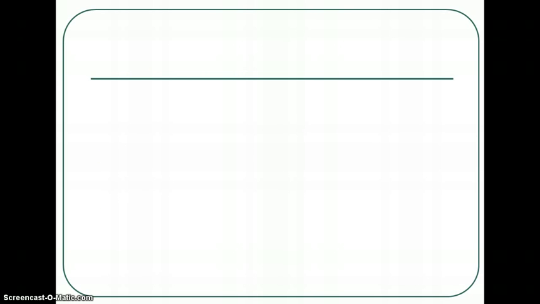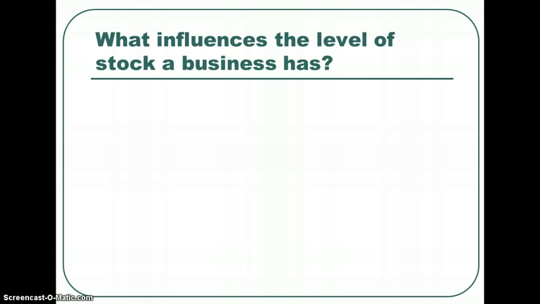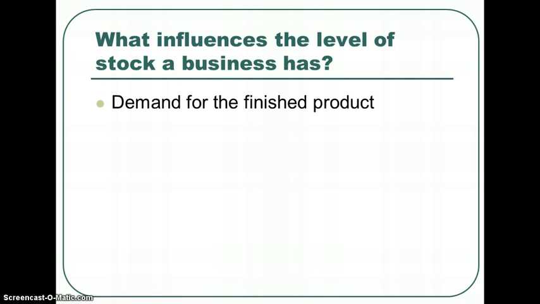So, what influences the level of stock a business has? Now, what we're looking at here is how do we decide how much stock we have in our stock room and on our shelves? And obviously the biggest factor is the demand for the finished product. The more in demand it is, the chances are you're going to have more of it. What is secondary to that is also how easy it is to predict the demand for those goods. If it is a relatively easy product to predict, then you could possibly have lower stocks because you can anticipate when you're going to need it and when they're going to come in.